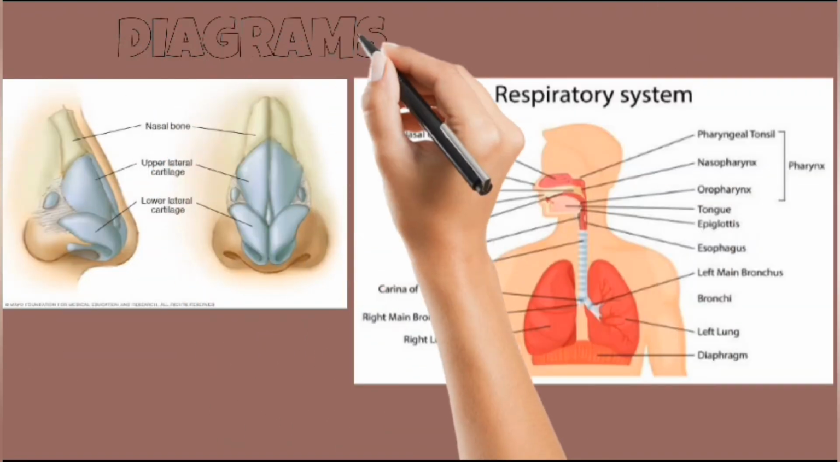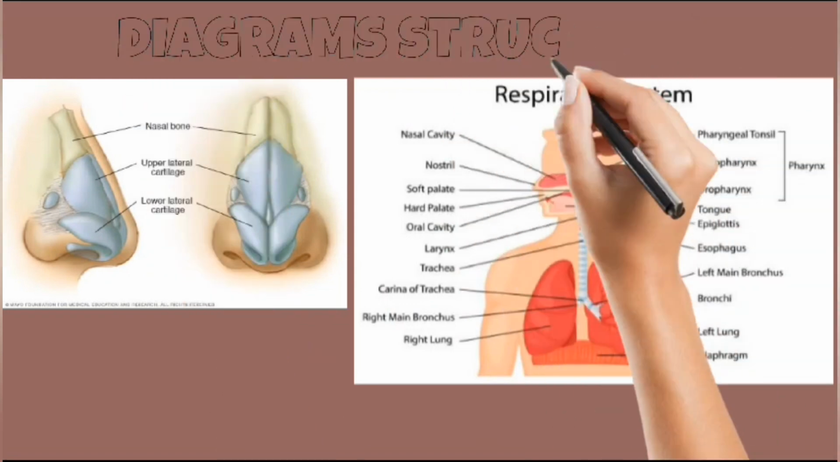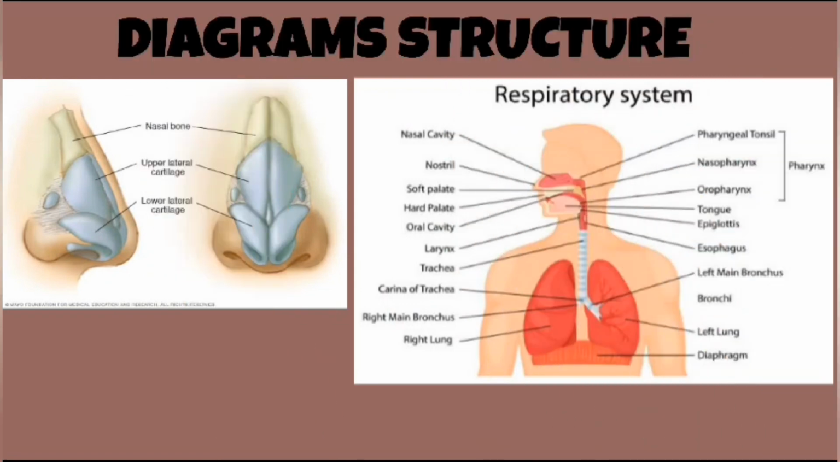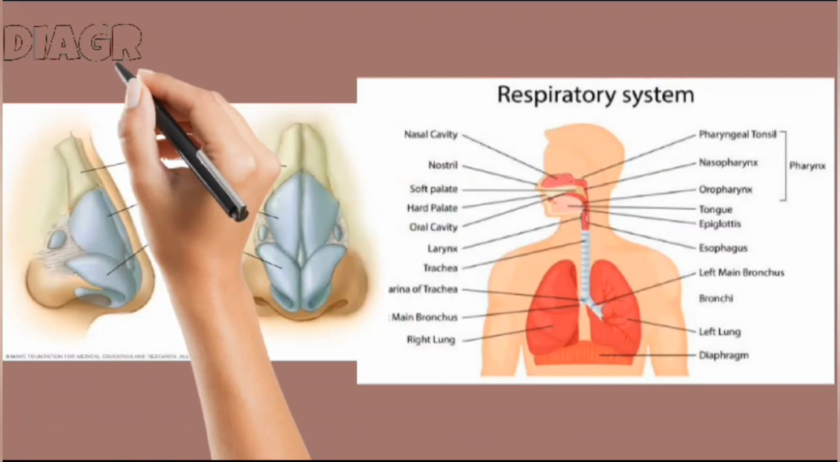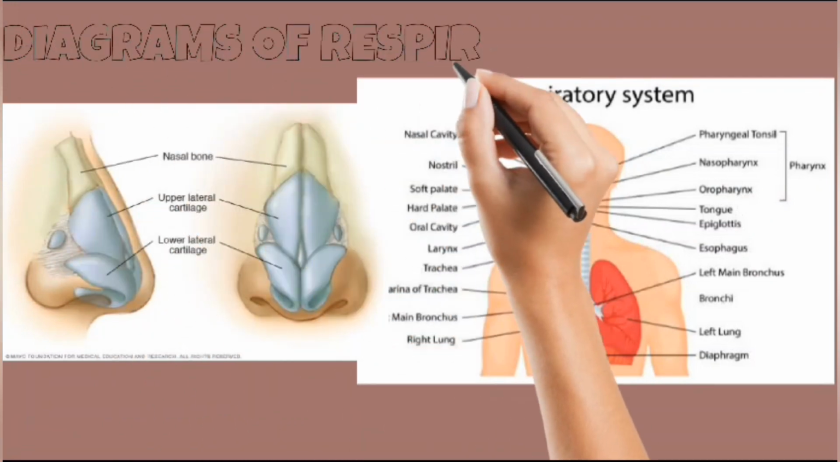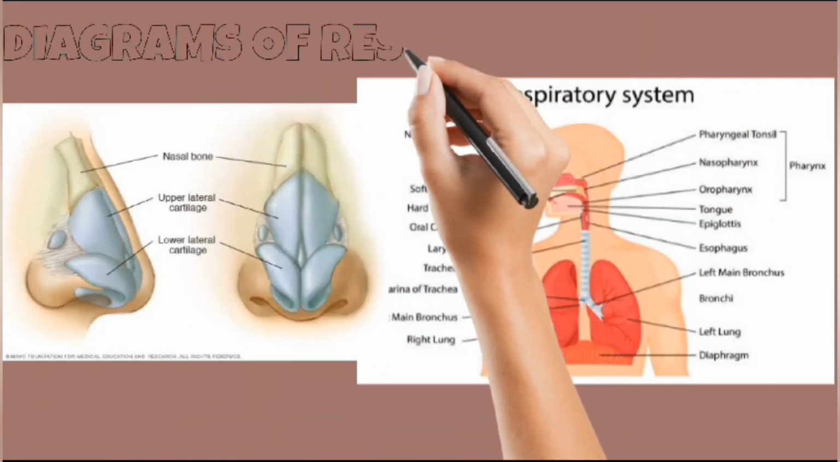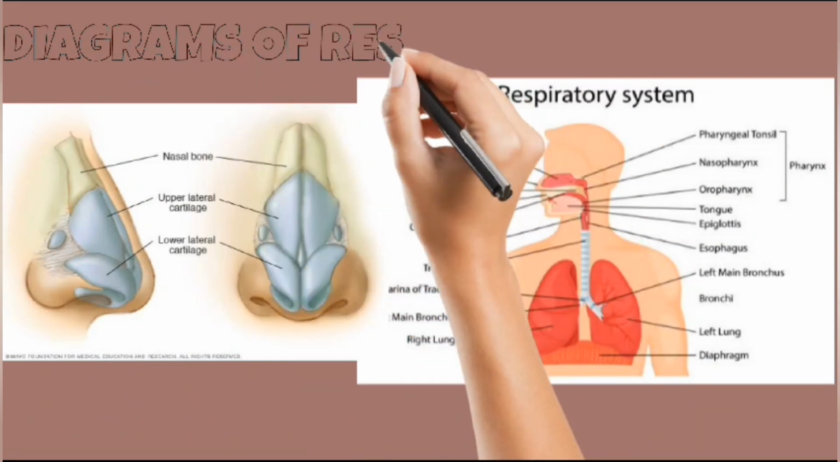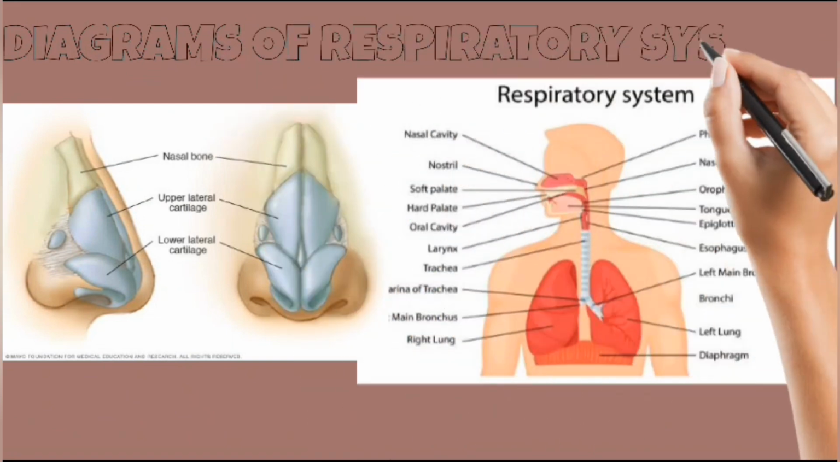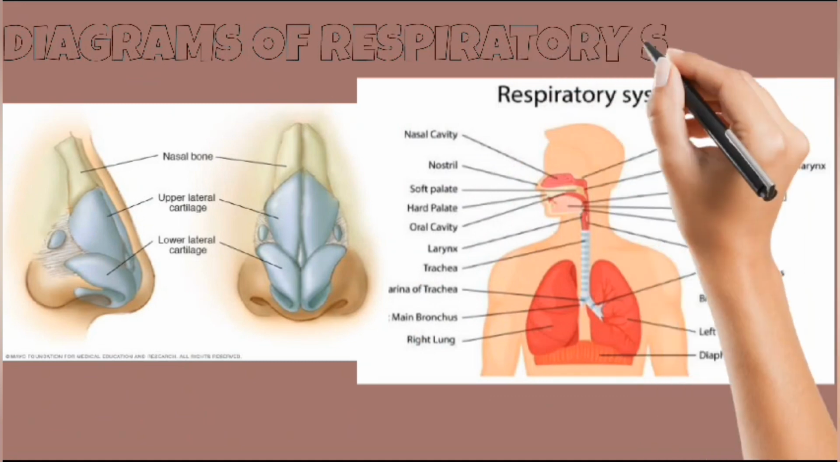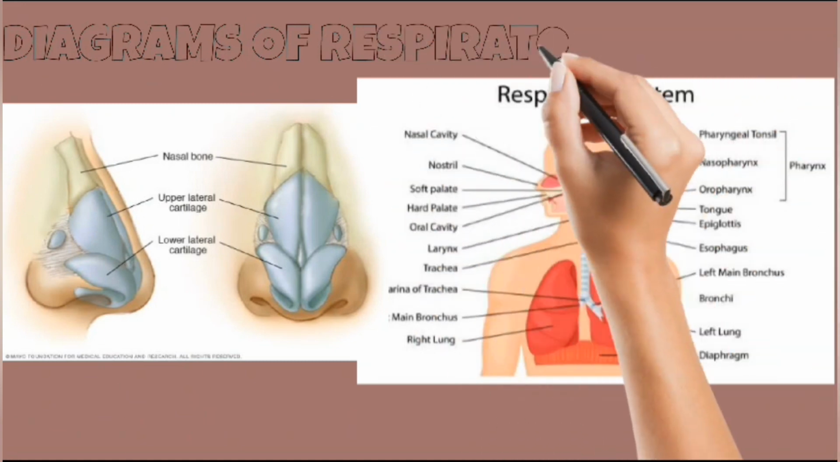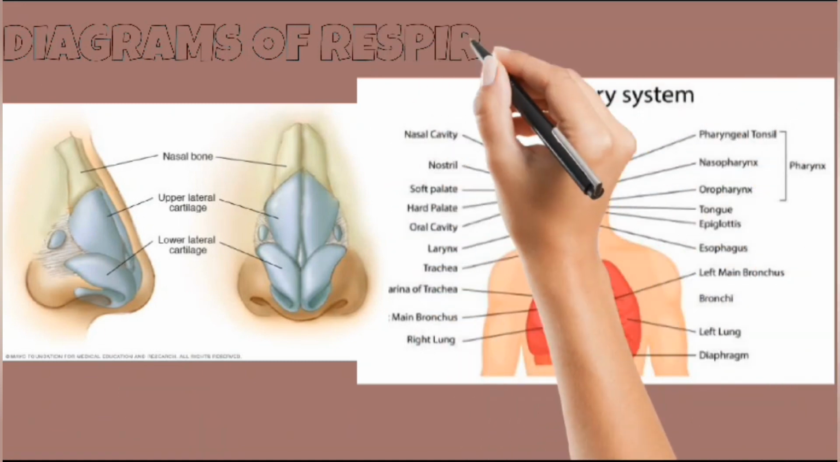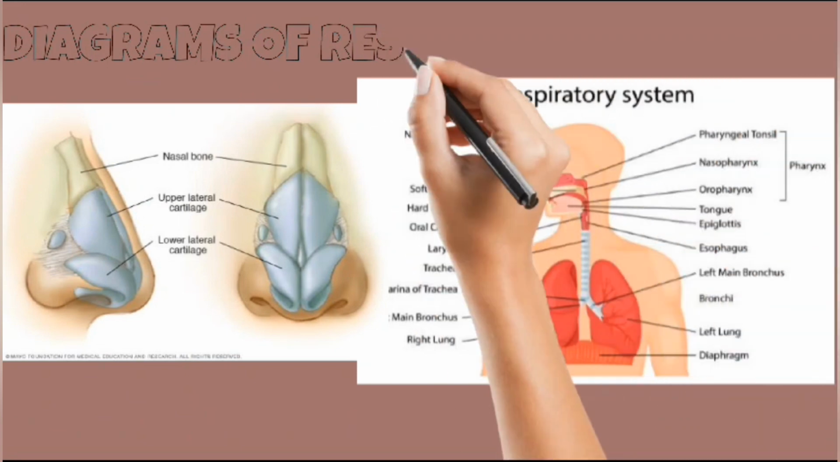These are the diagrams of the lungs which will be discussed in detail. As you can see in the labelings, there is the nasal cavity, nostril, soft palate, hard palate, oral cavity, larynx, trachea, center of trachea, right main bronchus, right lung, and then we have the oropharynx, then laryngopharynx, and left lung. And you can also see the trachea and the nasal bone, and the upper lateral cartilage in the nose.